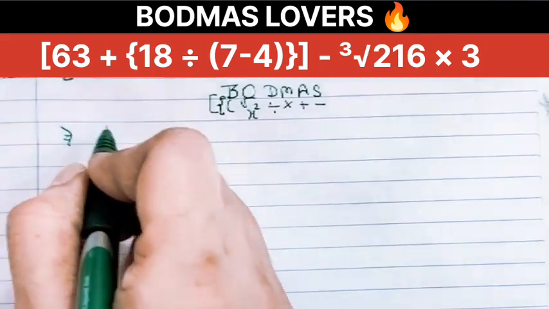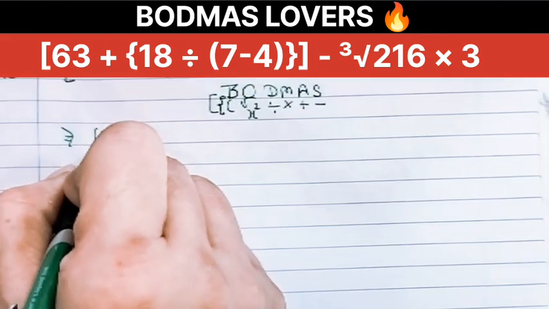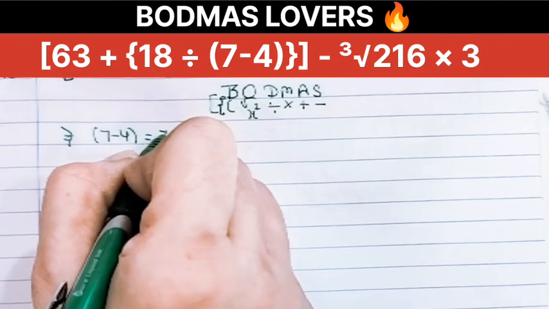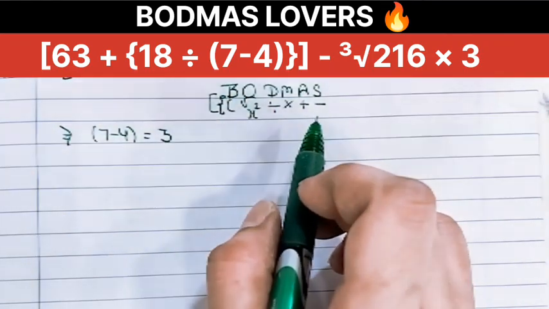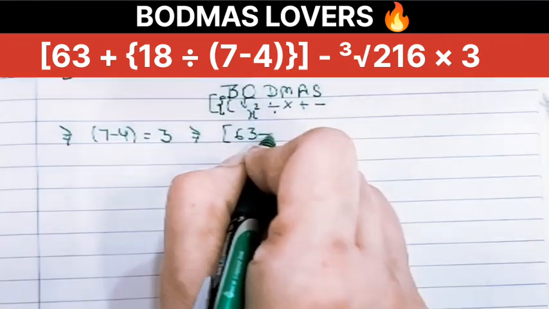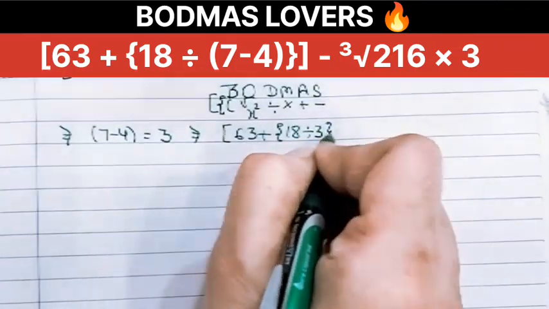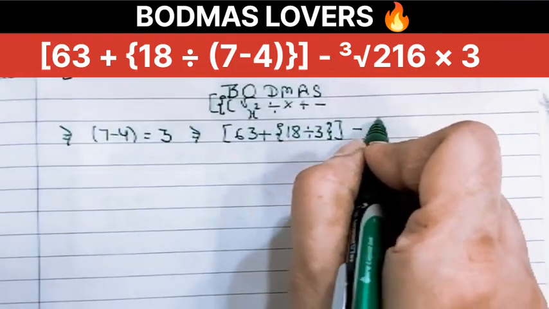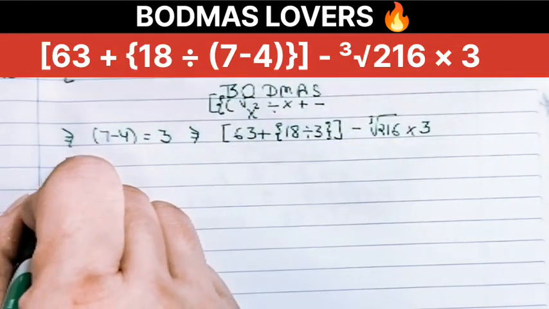First step, we solve the innermost parentheses. According to this step we have small brackets here, 7 minus 4, and we'll get 3. The brackets require solving the deepest inside grouping first, and now the current expression becomes square bracket 63 plus curly braces 18 divided by 3 curly braces, close square bracket, minus cube root of 216 multiplied by 3. Move to the next step.